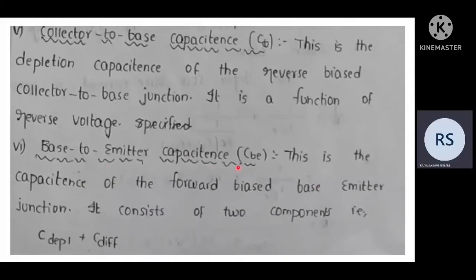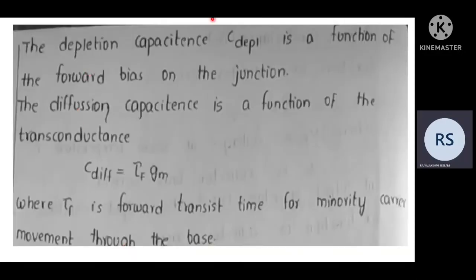So CB'E is the capacitance of the forward biased base emitter junction. It consists of two components: first, CDEPL plus CDIFF. The depletion capacitance CDEPL is a function of the forward bias on the junction, and the diffusion capacitance CDIFF is a function of the transconductance.